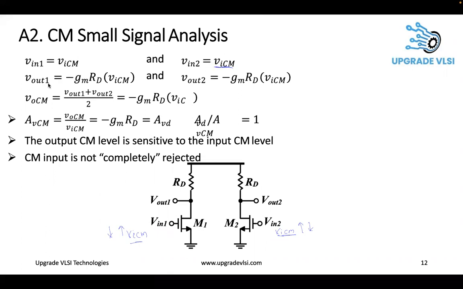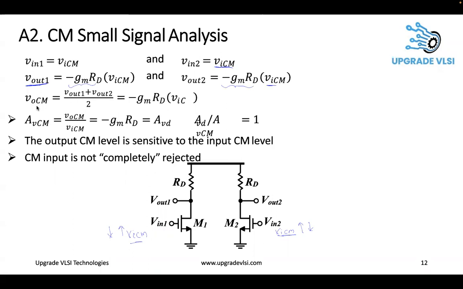And coming to V out 1, this is the CS stage gain, and that will be multiplied with the input. Similarly for V out 2, again this is the CS stage gain multiplied with the input.